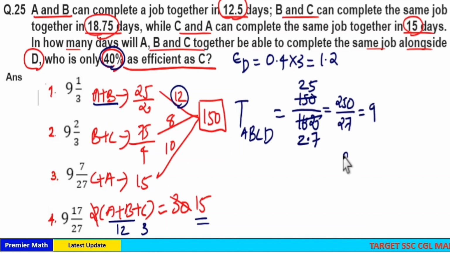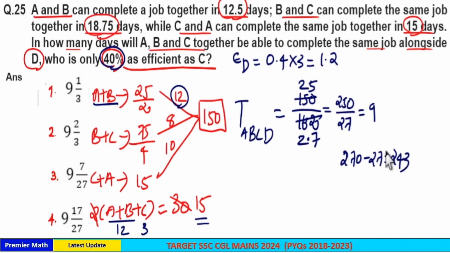27 into 10 is 270. 270 minus 27 is equal to 243. So, remaining is equal to 243 plus 7 is 250. So 7 divided by 27.